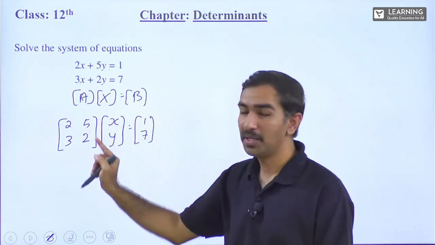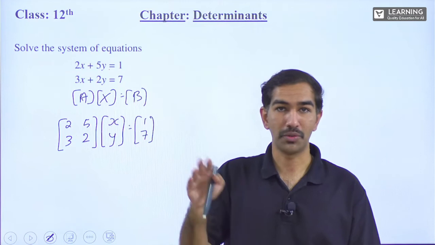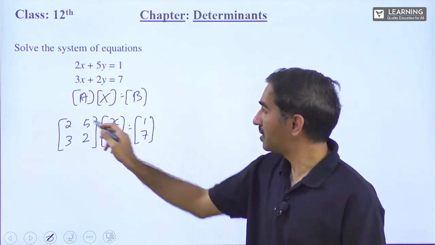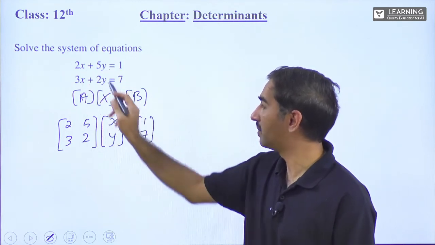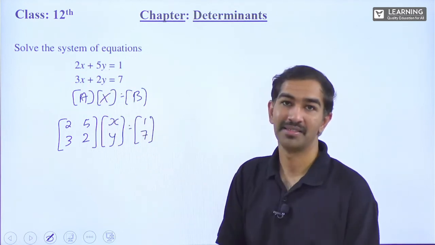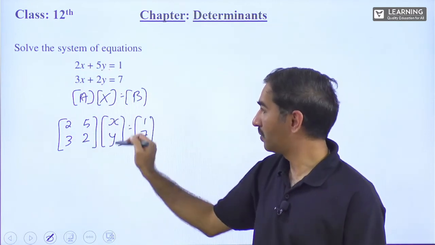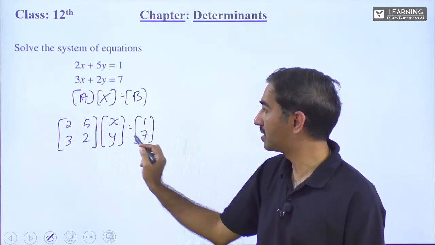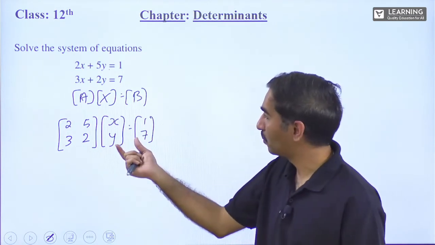Do the matrix multiplication here, students. How is matrix multiplication done? First row into first column, first row into second column, first row into third column, and it goes on like that. So first row into first column, 2 into x, 2x, 5 into y, 5y is equal to 1. See the next one. Second row into first column, 3 into x, 3x, 2 into y, 2y is equal to 7. Correct. Now we have to find out what x and y are.